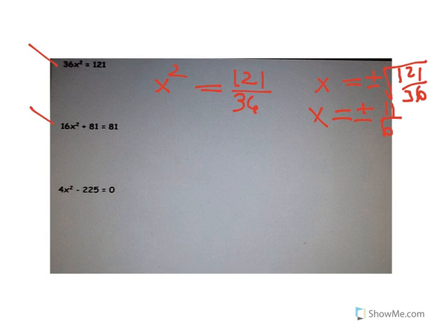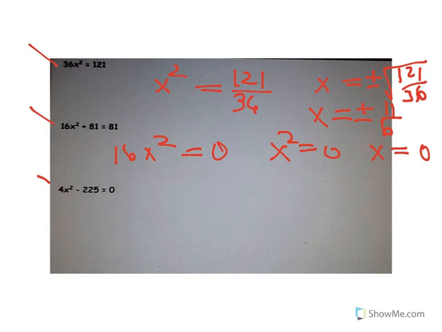For this one here, we have to bounce that 81 over, and you end up with 16x squared is equal to, subtracting 81 from both sides, 0. So now you probably can figure out it's just x is equal to 0, because when we divide both sides by 16, we end up with x squared is equal to 0. And when you take the square root of 0, you're going to end up with 0.